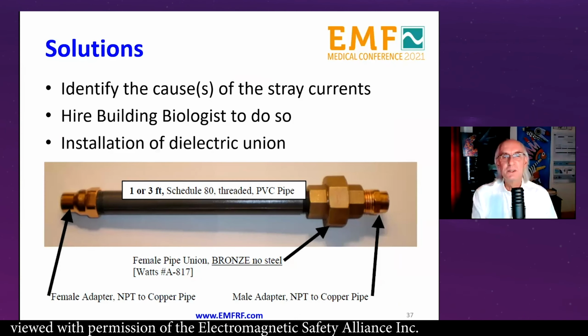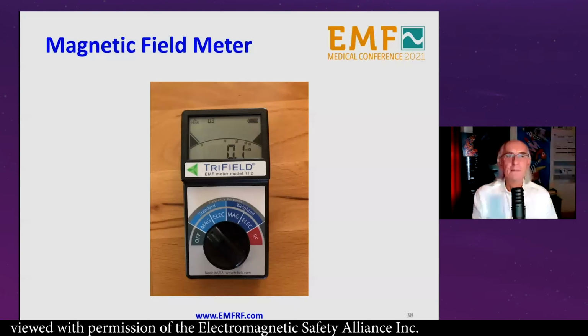How do we fix that? Well, we need to disrupt the continuity of that conductive material. We call that a dielectric union. Basically it is a piece of plastic which gets inserted into your metal pipe. And since plastic is not electrically conductive, the current flow will be stopped. And when there's no current flow, there's no magnetic field, right?